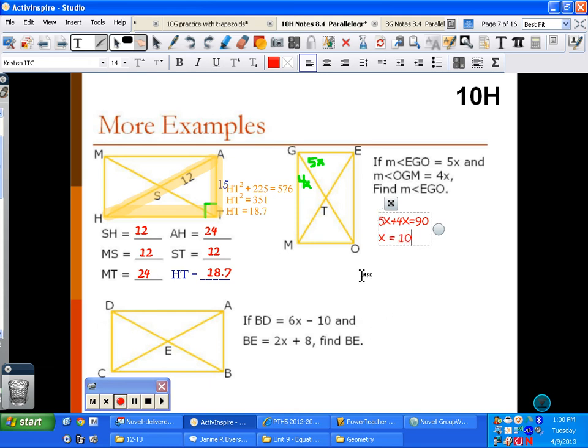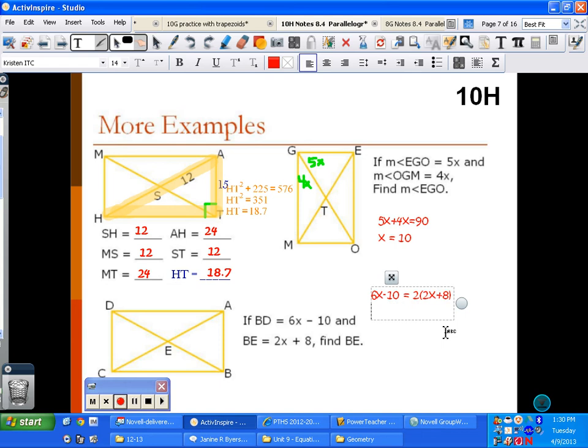So not too complicated. This next problem, we have BD, that's this entire diagonal, is equal to 6x minus 10. And then we're just told that BE is 2x plus 8. So there's some steps to this problem. We're going to double BE to get the whole diagonal, set that equal to BD, solve for x, and then plug it back in. So it sounds like a lot of steps. It's really not too bad. BD is 6x minus 10, and that's going to be equal to 2 times 2x plus 8.